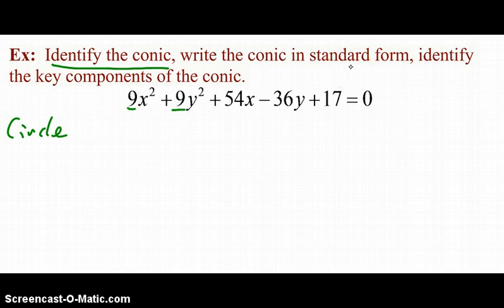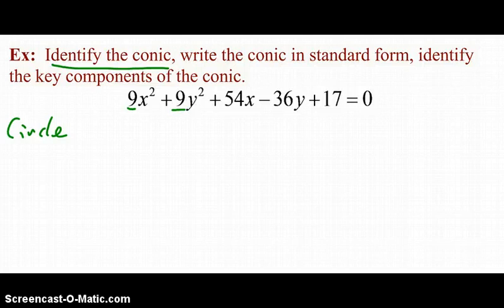Okay, what do I do to write the conic in standard form? So this process is going to be the same for all of our conics. What we want to do is we want to group the x's, group the y's, complete the square with the x's, complete the square with the y's, and then we will have our standard form.